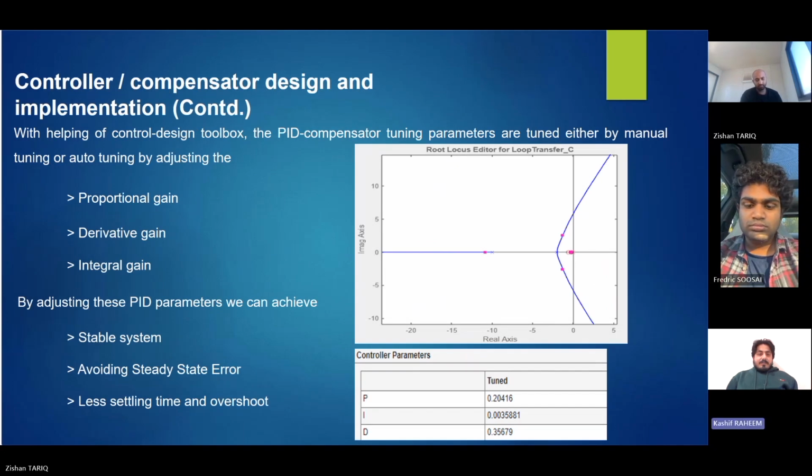Here we can see that we basically have three PID compensators. One is the proportional gain, one is the derivative gain, and the third is the integral gain. There are two methods for tuning. One is manual tuning and the other is auto tuning, done by the AI system in MATLAB. By adjusting these three PID parameters, we can achieve a stable system. We can avoid the steady state error, and we can have less settling time and less overshoot to achieve our desired results.